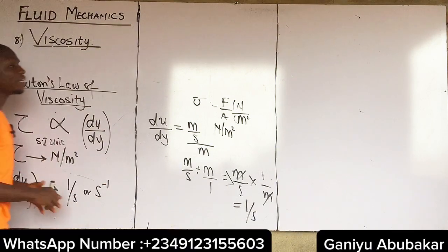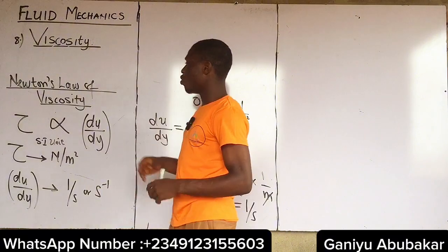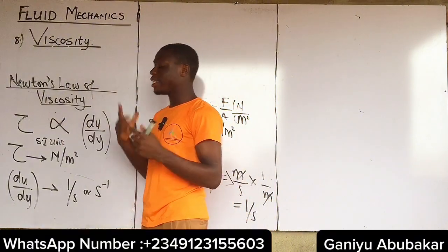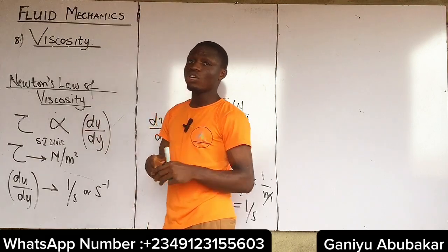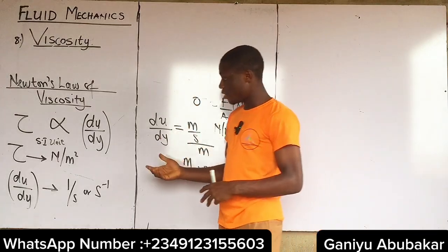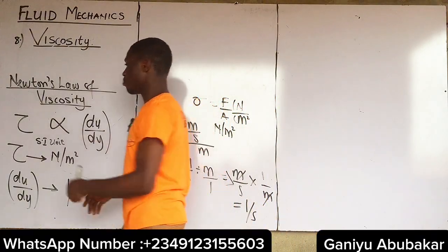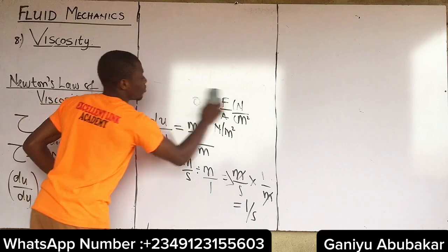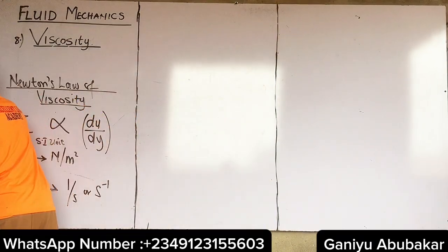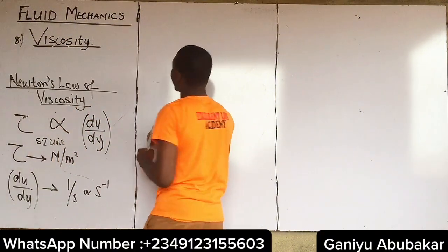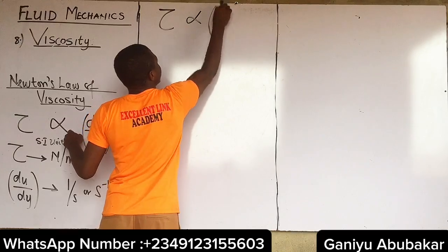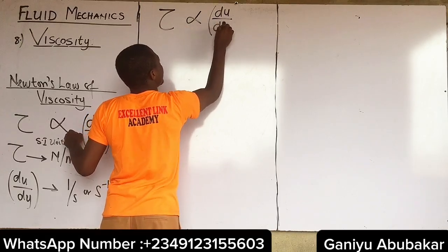That's the concept behind Newton's law of viscosity. I've said that the shear stress in a fluid element layer is directly proportional to the shear strain, or shear deformation, or velocity gradient. So at this point, we are saying that the shear stress is proportional to the velocity gradient, the u over the y.